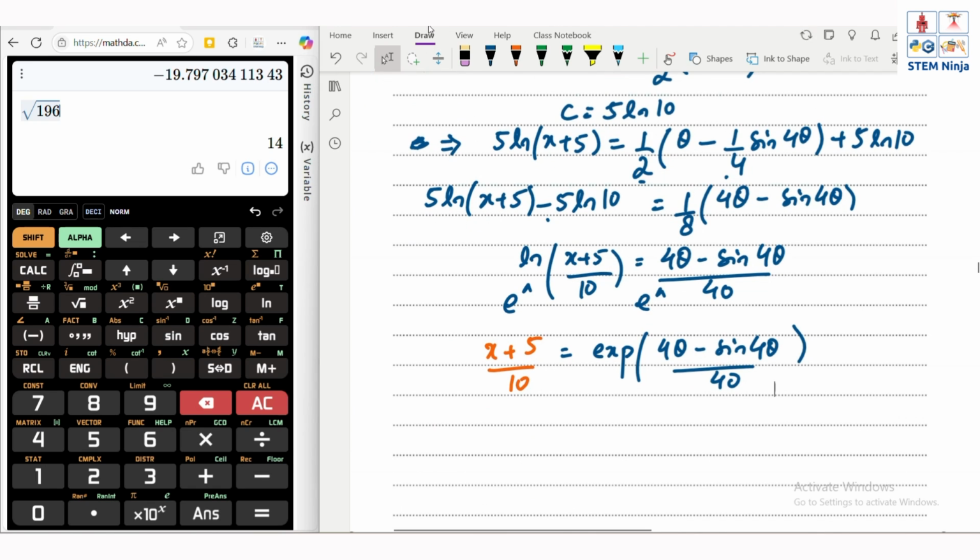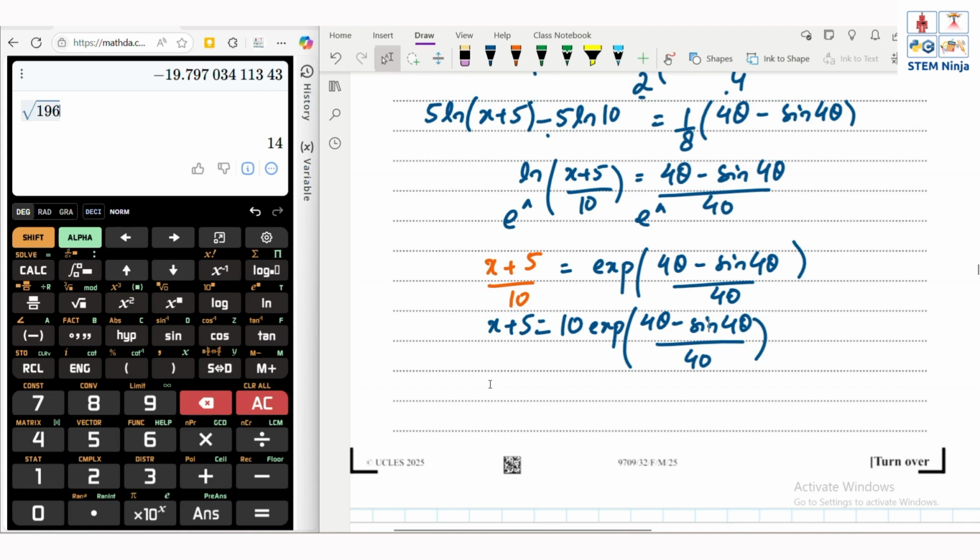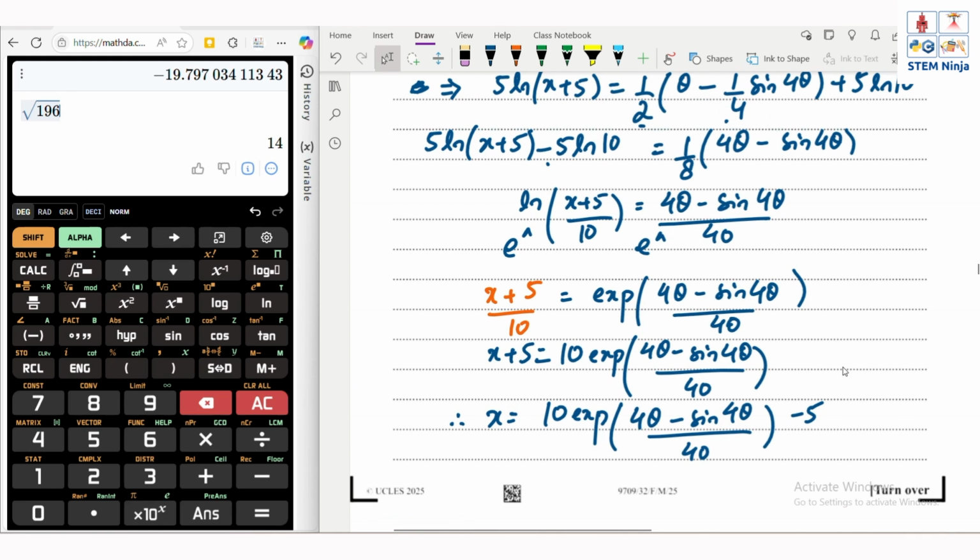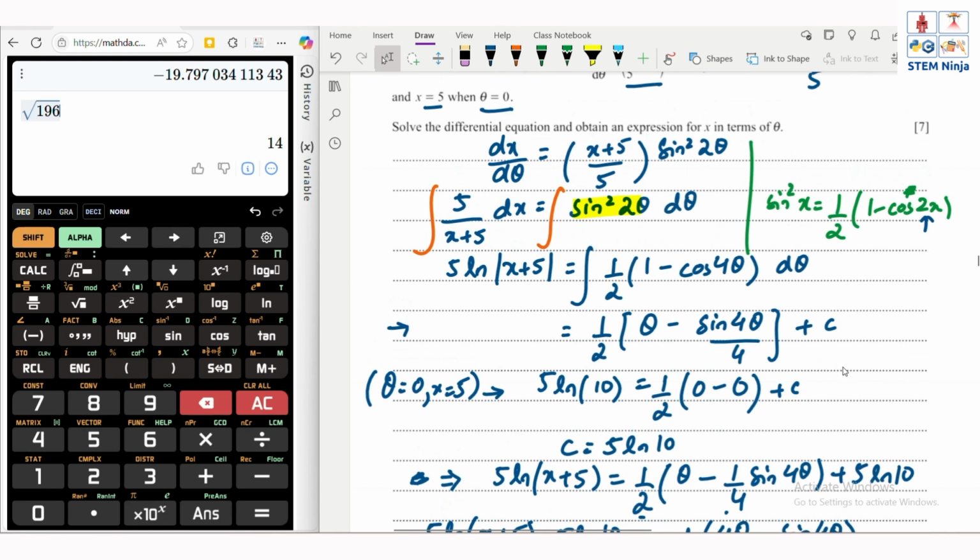So minus 5 and multiplied by 10. Sorry, we multiply the 10 first. So x plus 5 would be 10 exponent of 4 theta minus sine 4 theta divided by 40. And then finally, therefore, x would be 10 exponent of 4 theta minus sine 4 theta over 40, minus 5. So this would be the expression of x in terms of theta.